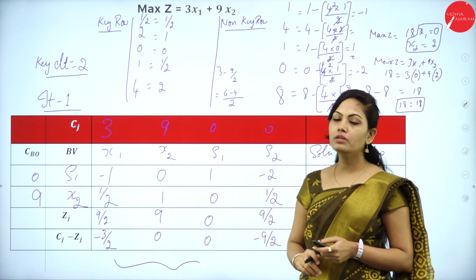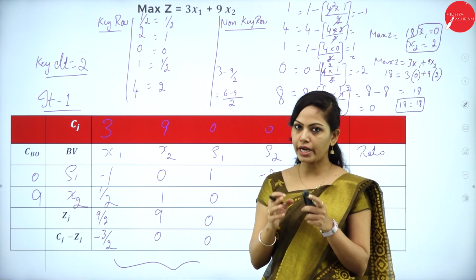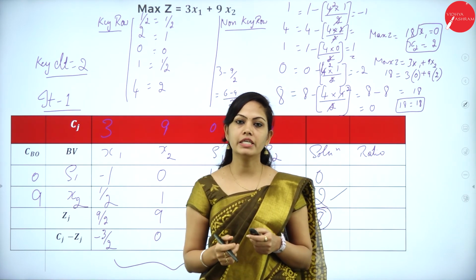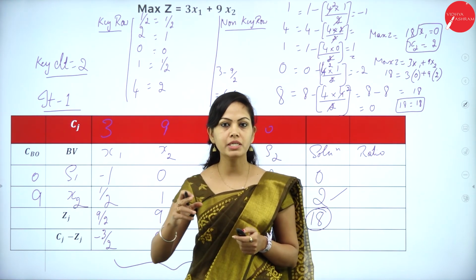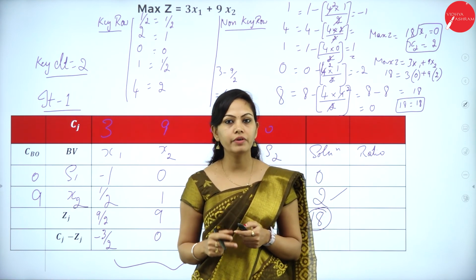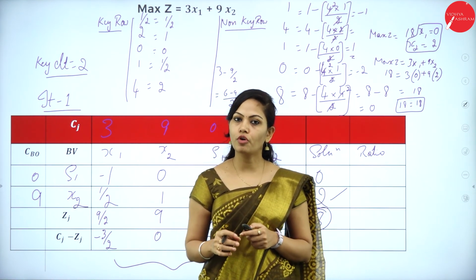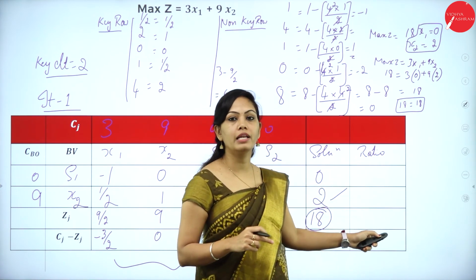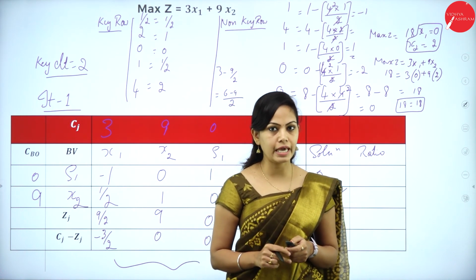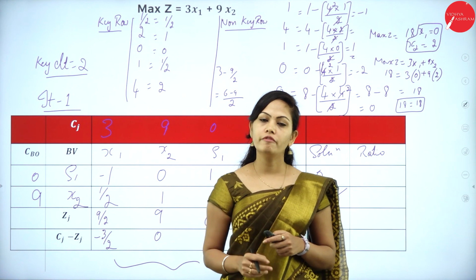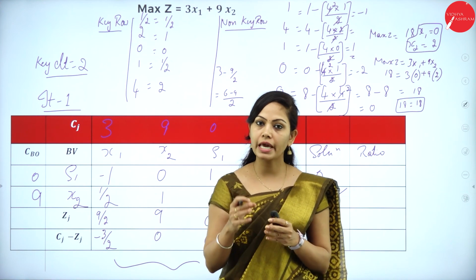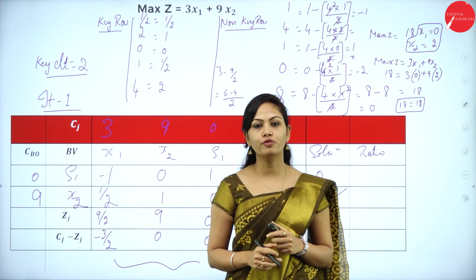So this is about degeneracy in LPP. If you get the same value in the ratio column, you can go for the degeneracy concept. You have to use the minimum of the elements of the first column in the unit matrix divided by the elements of the corresponding leaving variable. You can use this formula for finding the least positive value in the ratio column. This method is called degeneracy in LPP. It is a very simple concept. We can use it for the simplex method, the Big M method and also for the two-phase method. If you get the same value in the ratio column, you can go for this concept.